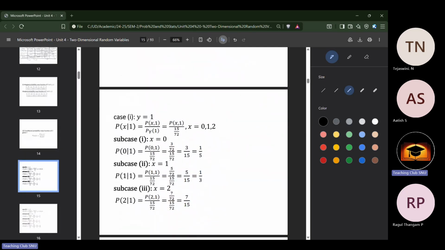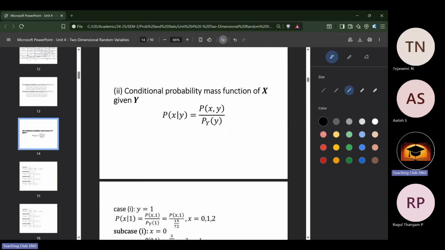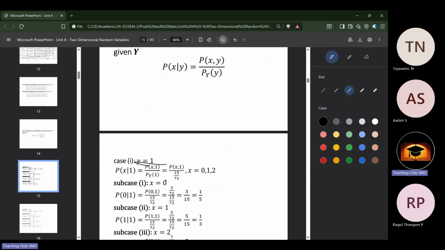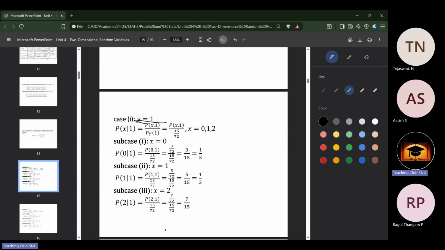Okay, so let's assume for conditional probability mass function of x given y. So y is given, right? So let's assume the value of y is equal to 1, right? That is the first value of y. Y is given as 1, 2, 3. Let's assume y is equal to 1. If y is 1, x can be 0, 1, 2. So we can easily find what p of 0 given 1, 1 given 1, 2 given 1.